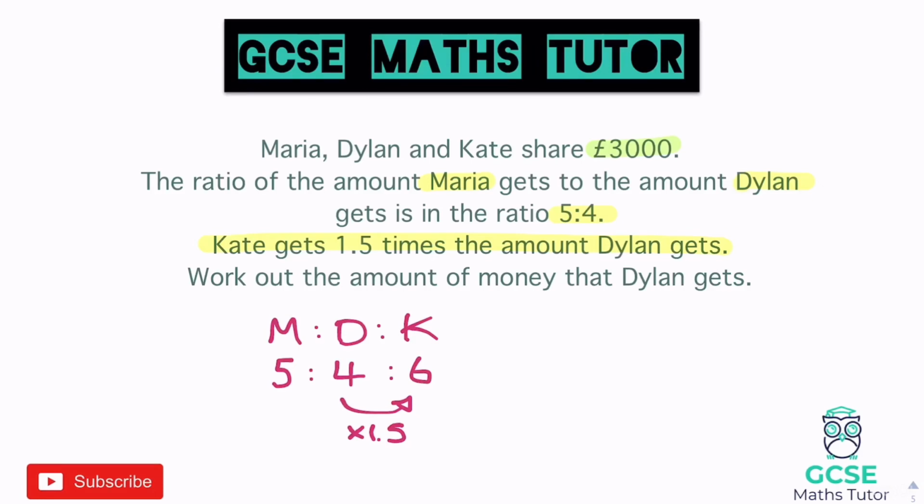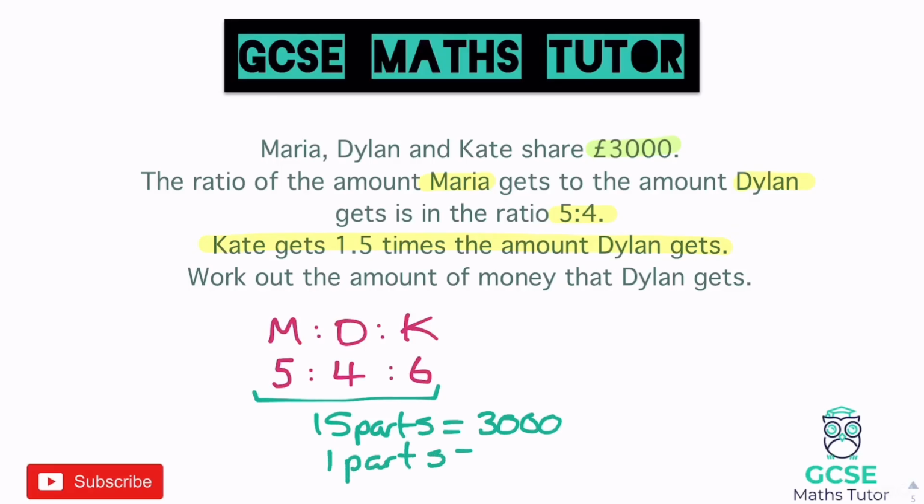So if I get rid of this little bit of working out, let's have a look. In total, that ratio adds up to 15 parts. And now we know that those 15 parts equal the £3,000. So we can find the value of 1 part again by dividing by 15. And 3,000 divided by 15 gives us a value of 200. So we can go about timesing them all by 200.